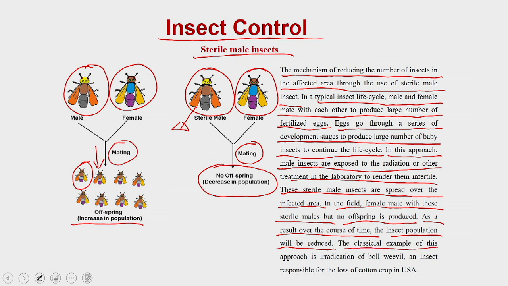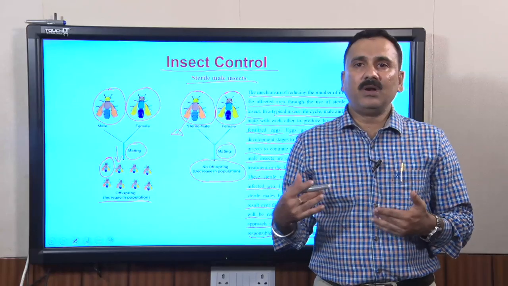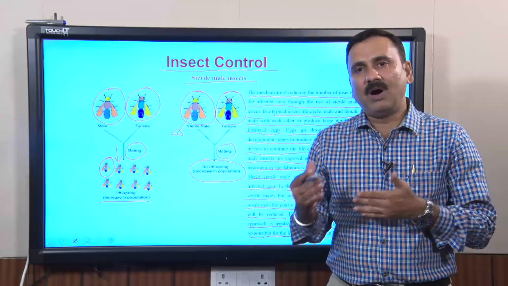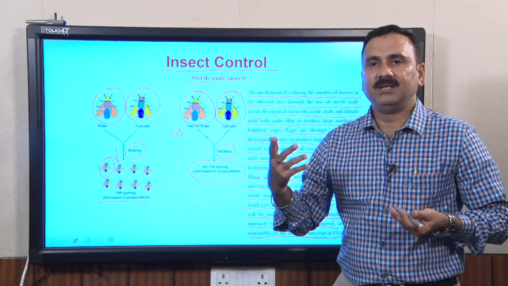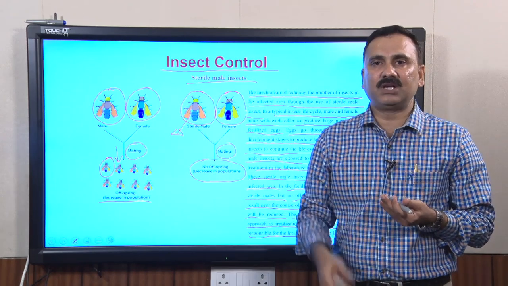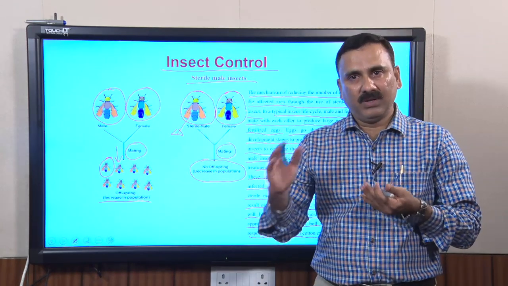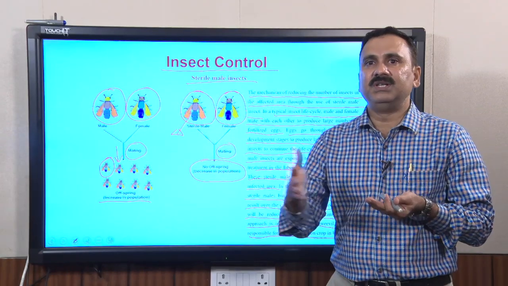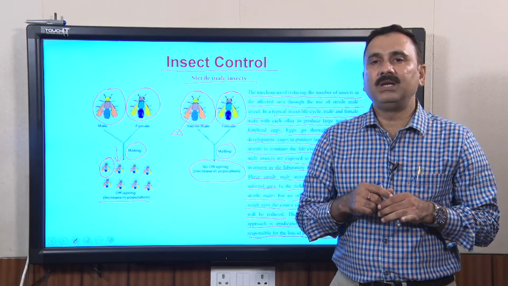The classical example of this approach is the eradication of the boll weevil, an insect which is responsible for the loss of cotton crops in the USA. So, this particular idea has already been tested in the USA, and people have found that if you generate sterile males, which are incapable of mating with the female, in due course, this kind of population is going to go down.